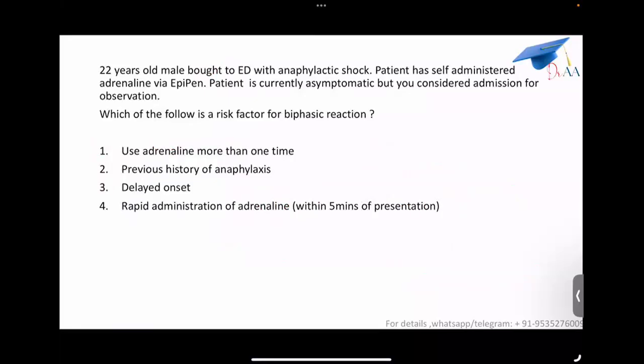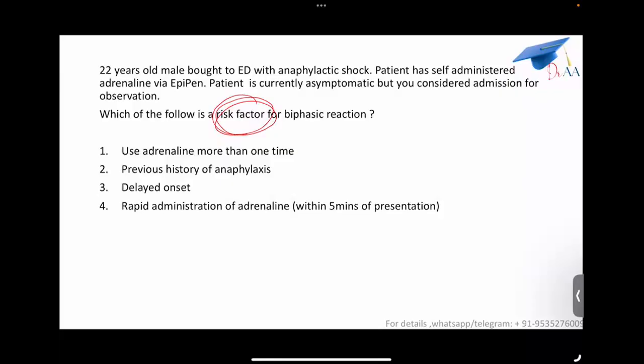We have a 22-year-old young lady who has come in with anaphylactic shock. The patient self-administered adrenaline via EpiPen. The patient is currently asymptomatic, but you consider admission for observation. Which one of the following is a risk factor for biphasic reaction? They're asking just about the risk factor.